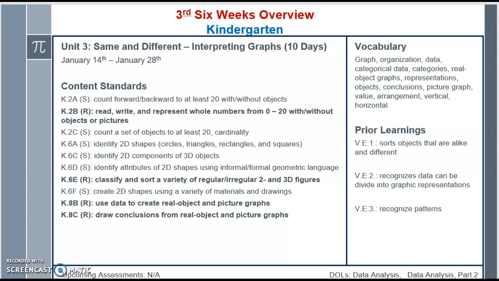Representation, objects, conclusion, picture graph, value, horizontal, arrangement, vertical. It's imperative our kids know vertical, up and down, horizontal, sideways, because the way that we put information on a graph influences how we interpret that information. Some prior learnings from pre-K, if they went there, are that they sorted objects that were alike and different. They recognized that it can be divided into graphic representations, and they started to recognize patterns.